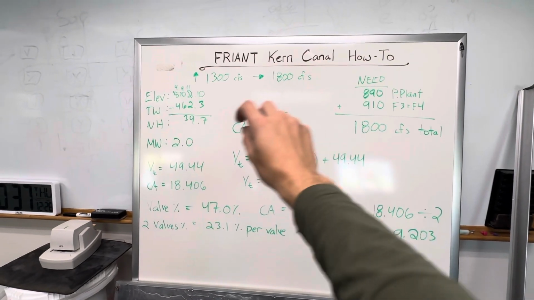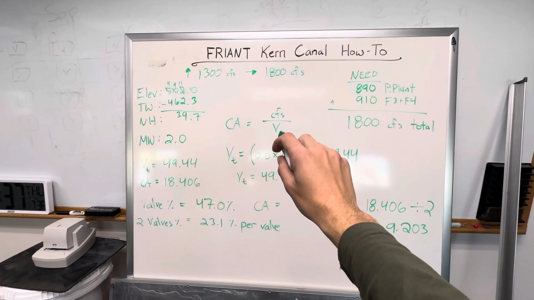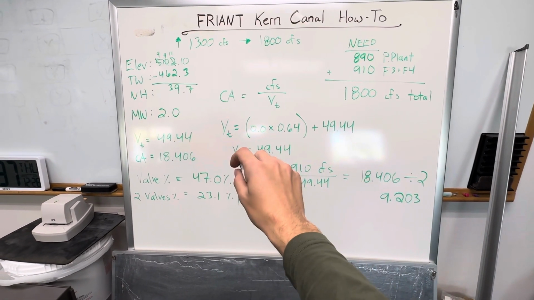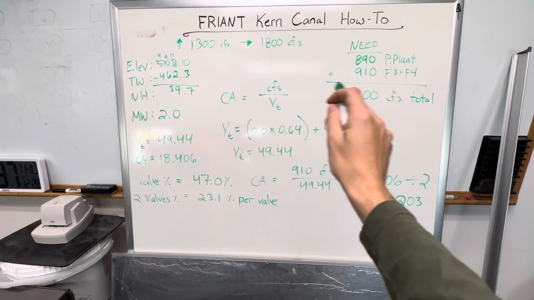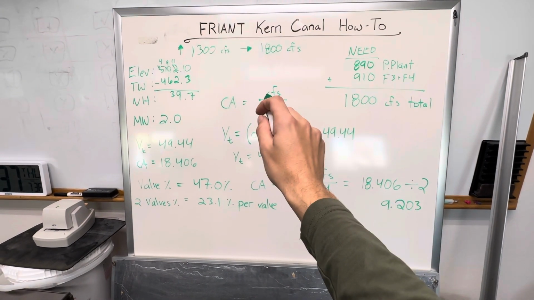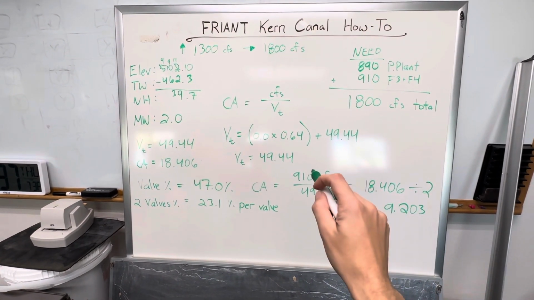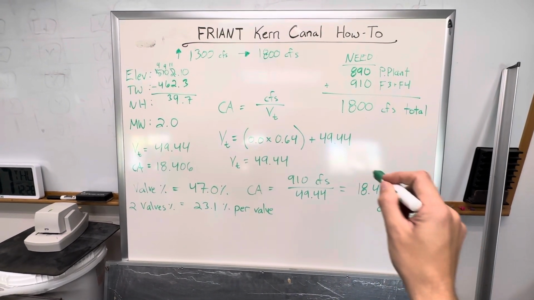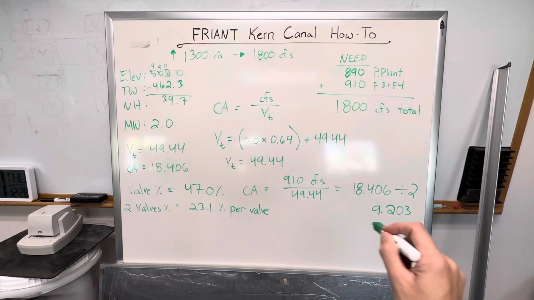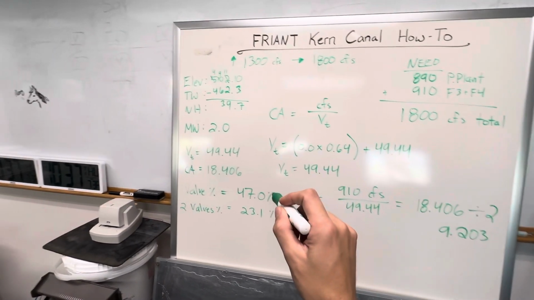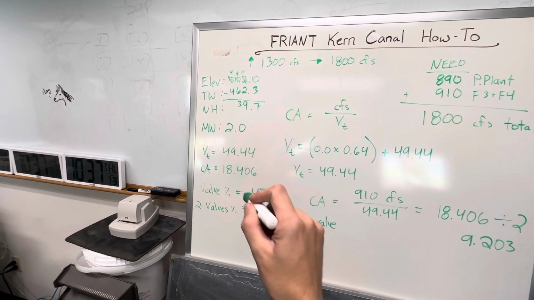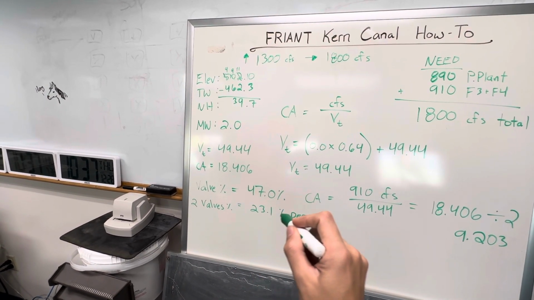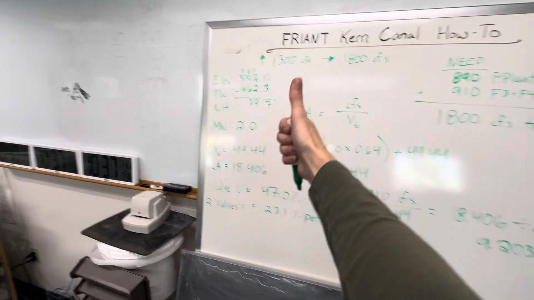We used this equation at first, but then we realized we're missing 2 variables, so we have to use this equation first to get the velocity, and we plug it into this equation, and we plug this value into this for CFS here. Get our calculated area. This is for if we were running just 1 valve, and this is if we were running 2. And here we have it. If we were running 1 valve, we would set it to 47%, and if we were running 2, we would set each of them to 23.1%. Good job.